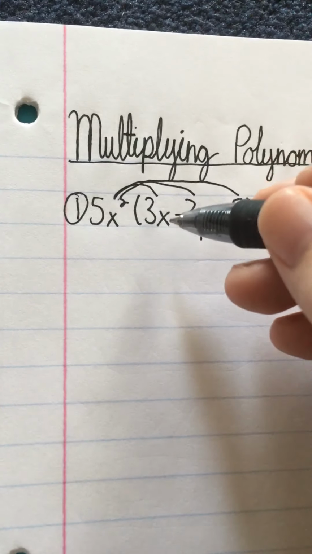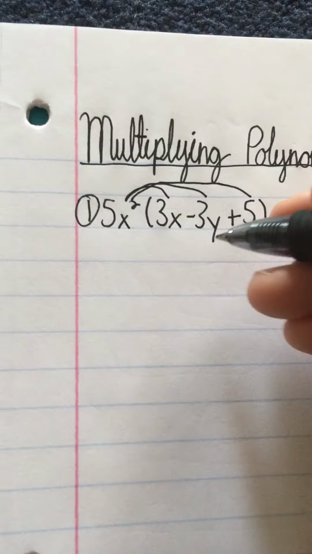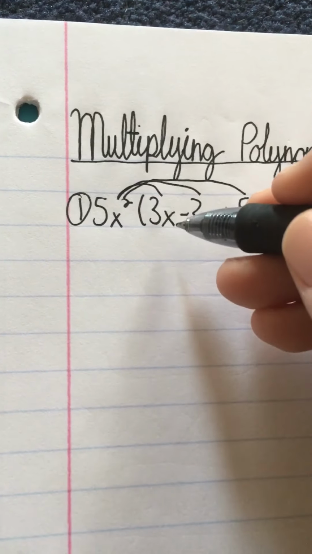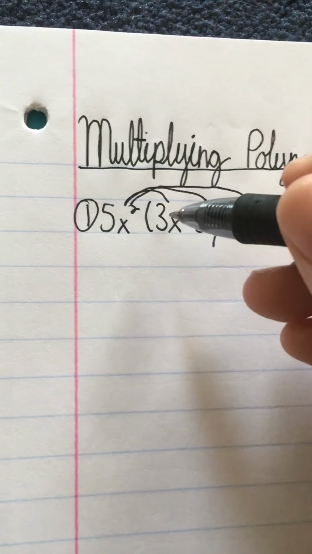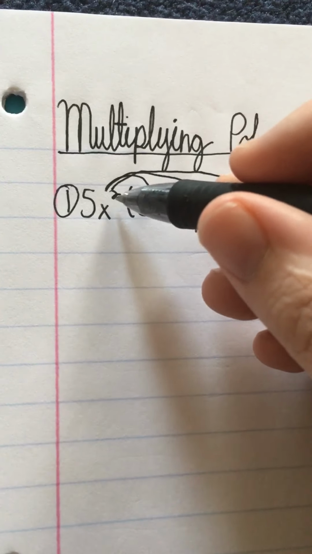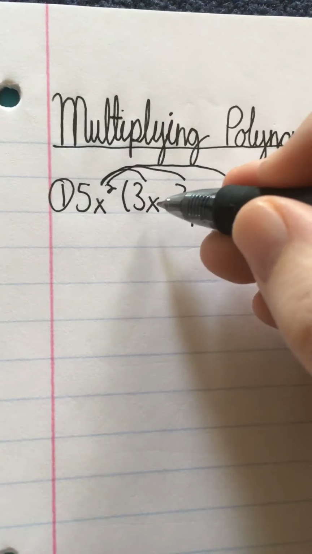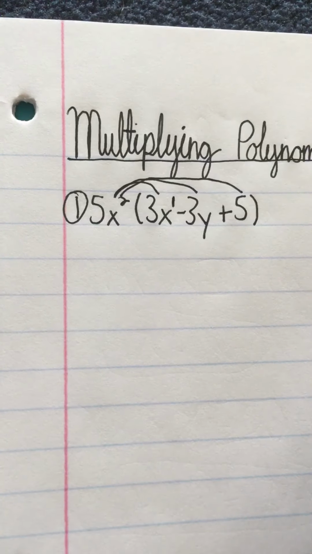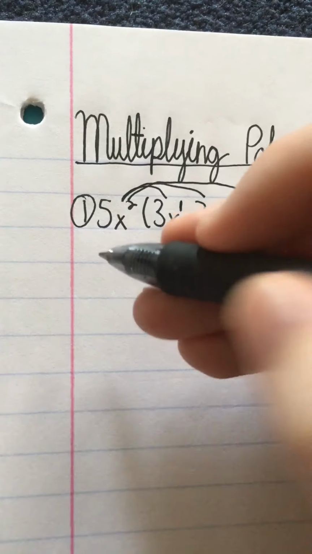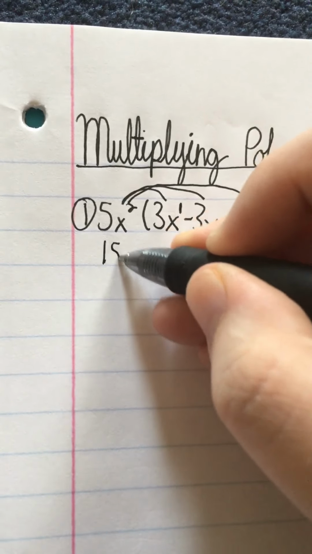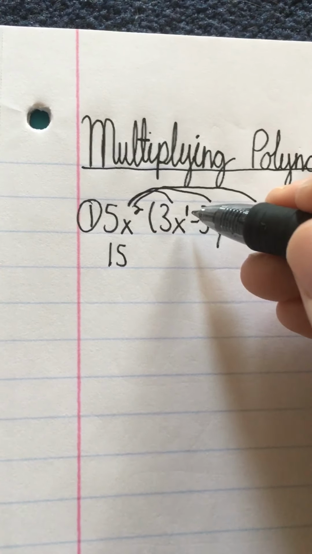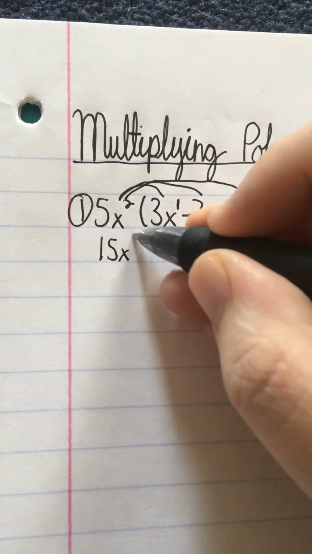We can combine these x's because we're multiplying, even though they are unlike terms. But we have to remember that when we multiply similar based exponents, the exponents add. This x here has an invisible exponent of 1. So 5 times 3 is 15. And then x squared times x to the first power is x cubed.